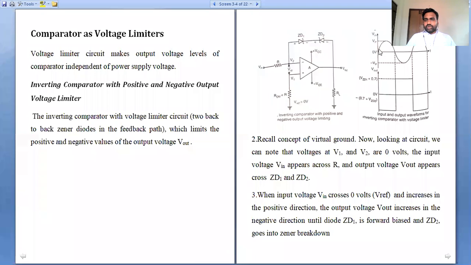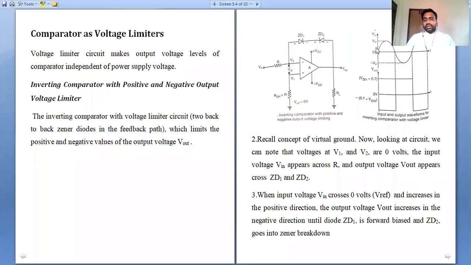In this context, the input voltage is in a sinusoidal structure. Whenever the input voltage crosses the zero voltage, the input voltage is building toward a positive peak. Here we can see the positive peak voltage V suffix P, and here we see the negative peak voltage V suffix P, and the reference voltage is nothing but 0 volts. That means whenever the input voltage is building toward a positive peak, at that condition it crosses the 0 voltage, the reference voltage.